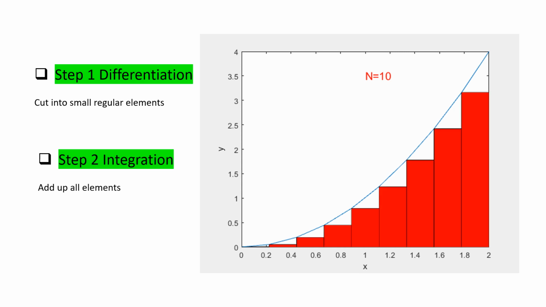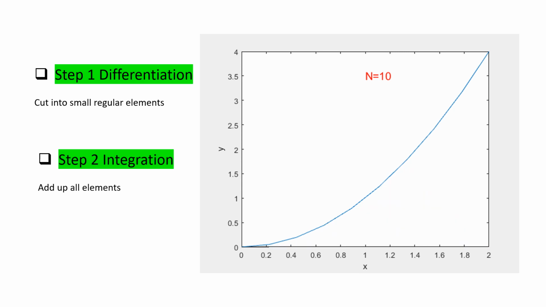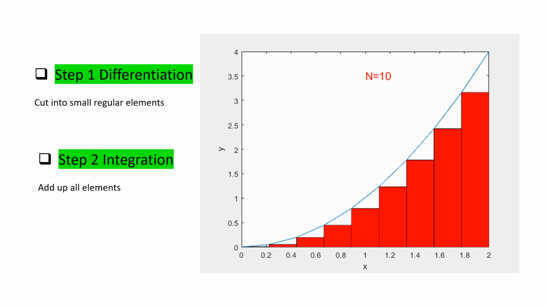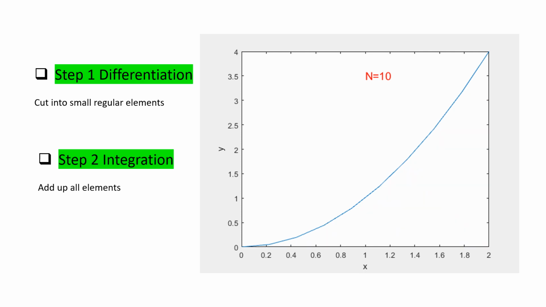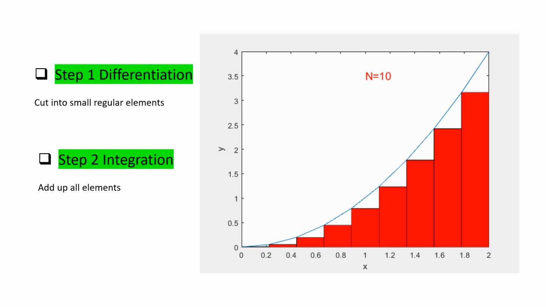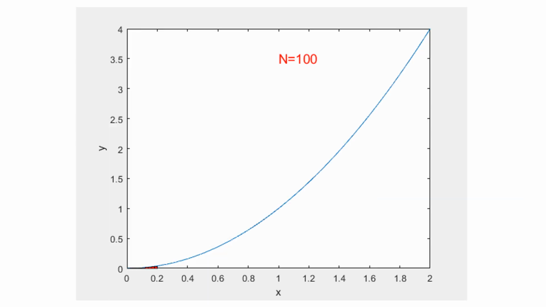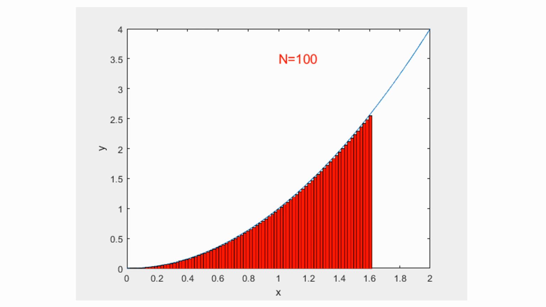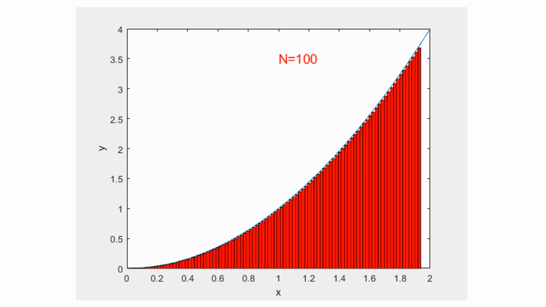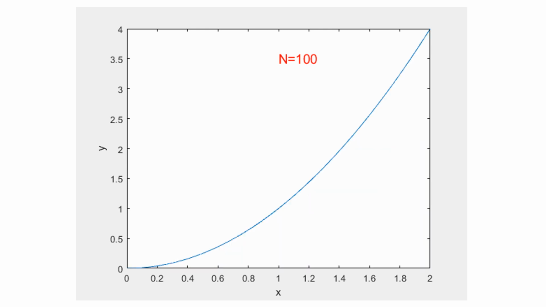You can tell that the accuracy is not satisfactory, because the n we use here is 10. By changing n, we expect that the error will be reduced. So here we change the total number of elements to 100, and this time you can tell that the error decreased significantly, but we can still see some error there.